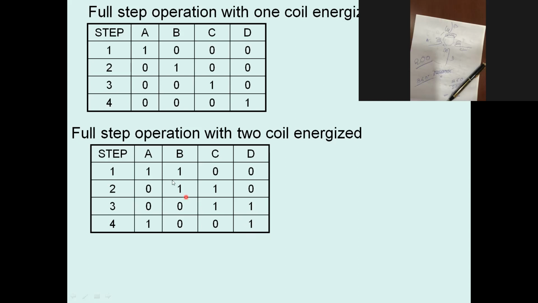This is called the two coil energized method. This is called the one coil energized method. At a time, only one coil is energized, means only one coil is magnet. And over here, at a time, two coils are energized. Is it clear? Yes, sir. Two coils are magnet, means the strength of this motor will be higher with respect to this one. Is it clear? Yes, sir.